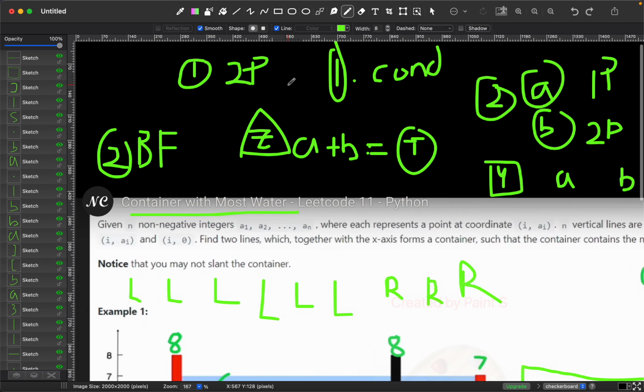Having said that, if you go to stage Z, the traditional problem, which is a plus b getting the target, you use a two pointer, and on the flip side, you can also use brute force. Very similarly for stage Y, you can also use the brute force method to find your answer, and intuitively a person will try to do that first.